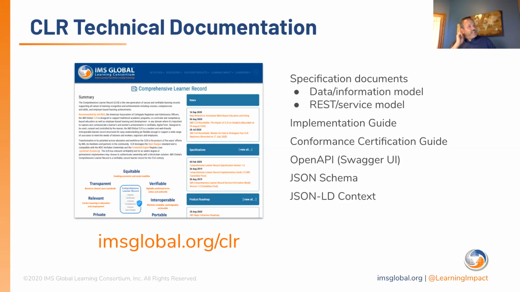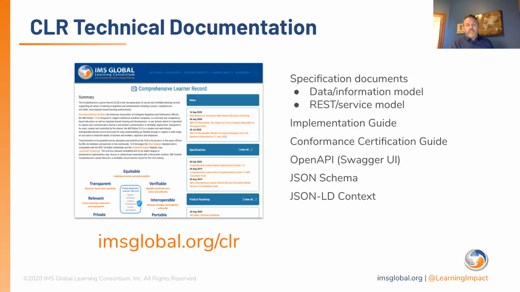Beyond just the specification documents that include detailed documents about the CLR data model and the REST-based API that Clint mentioned, we also have a document called an implementation guide that has been put together by the CLR technical work group comprised of contributing members to IMS. And that is an ongoing living document. A first draft is available right now. It may not be entirely complete to meet all of your needs, but it's a very good starting point for understanding the components of the CLR standard and how to implement it.